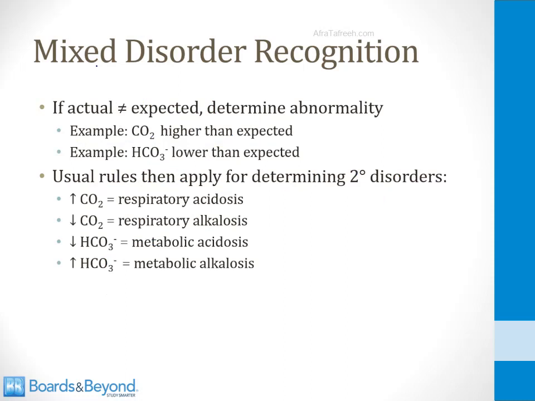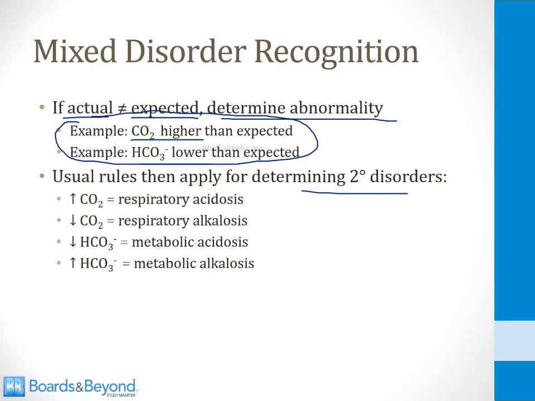So back to our discussion of how to recognize mixed acid-base disorders. If the actual value for carbon dioxide or bicarbonate does not equal the expected value based on compensation formulas, which we'll go through in a minute, then you know that you have a mixed acid-base disorder present. The next step is to determine what is abnormal. For example, is the CO2 higher than expected, or is the bicarbonate lower than expected? Once you figure this out, then the usual rules apply for determining the secondary disorder. If the CO2 level is high, the secondary disorder is a respiratory acidosis. If it's low, it's a respiratory alkalosis. If the bicarbonate is low, then you have a metabolic acidosis. If it's high, you have a metabolic alkalosis.